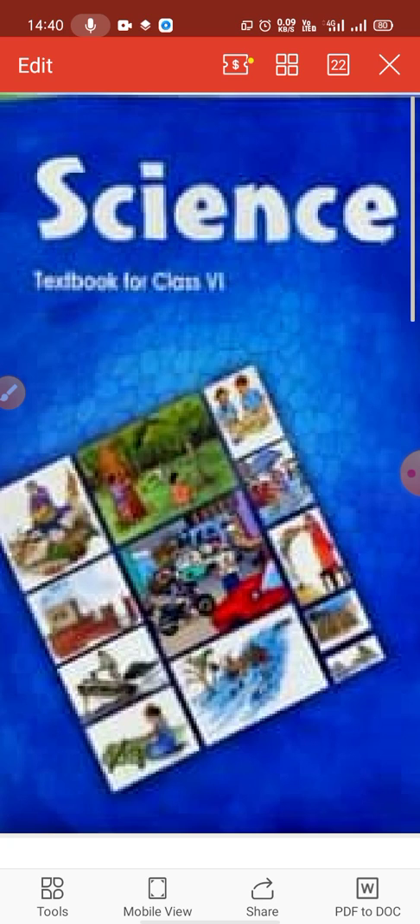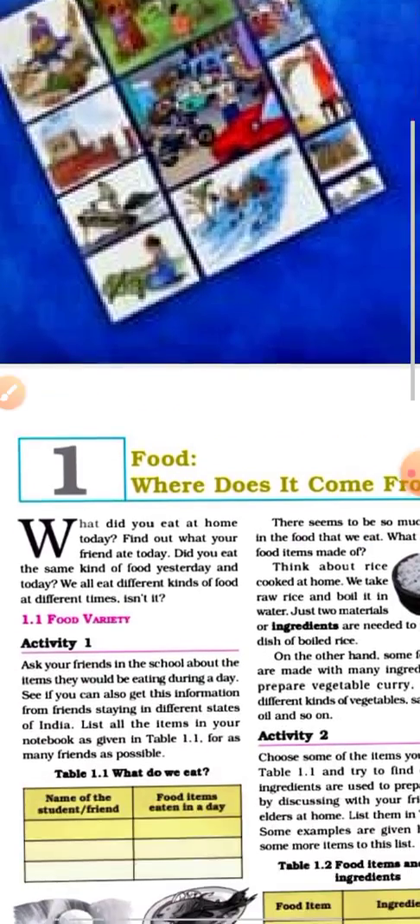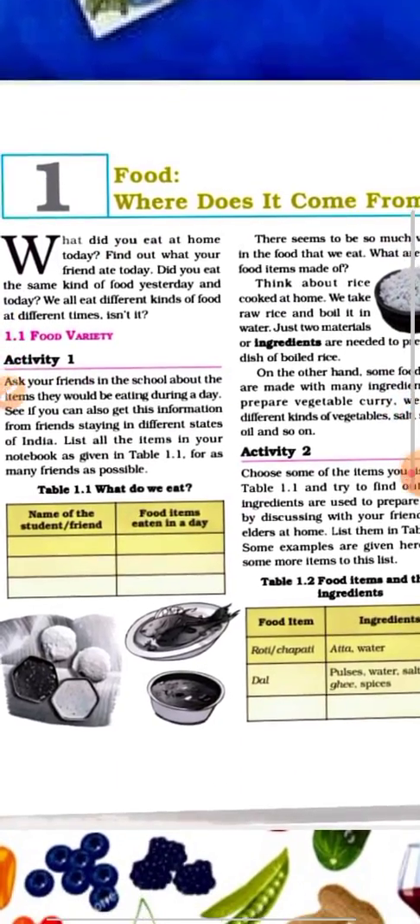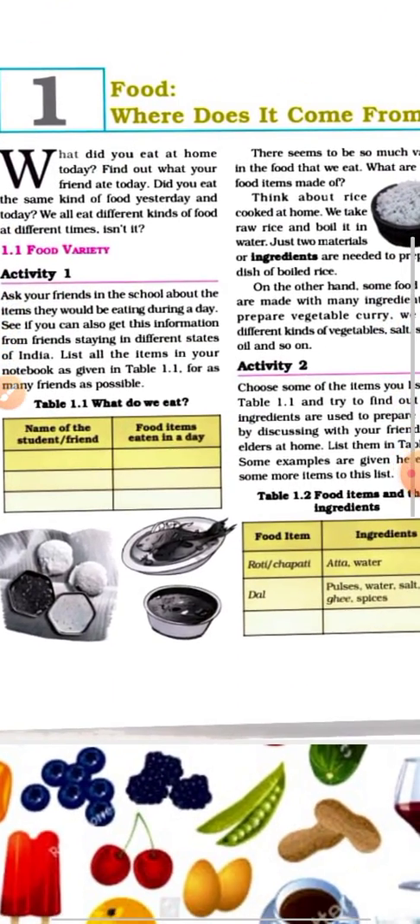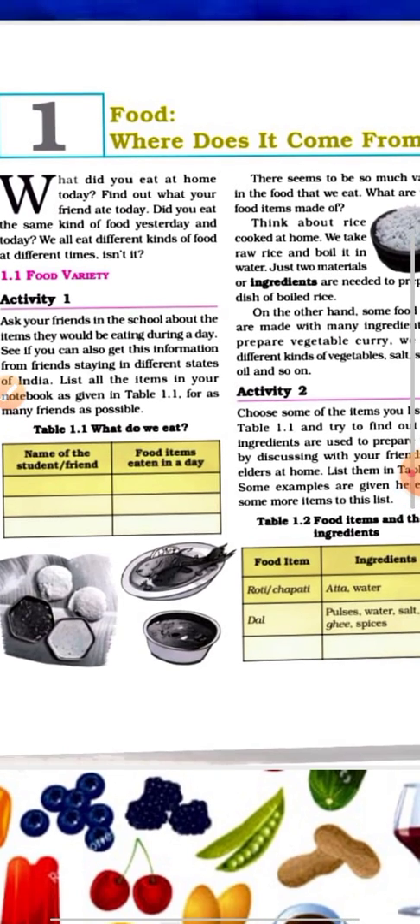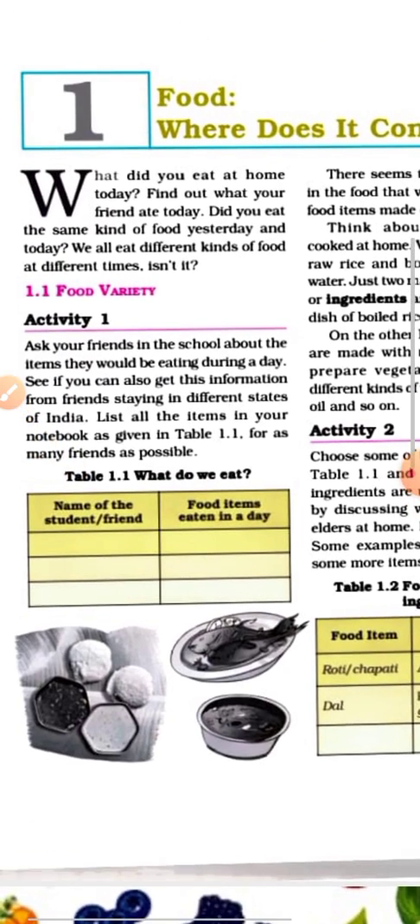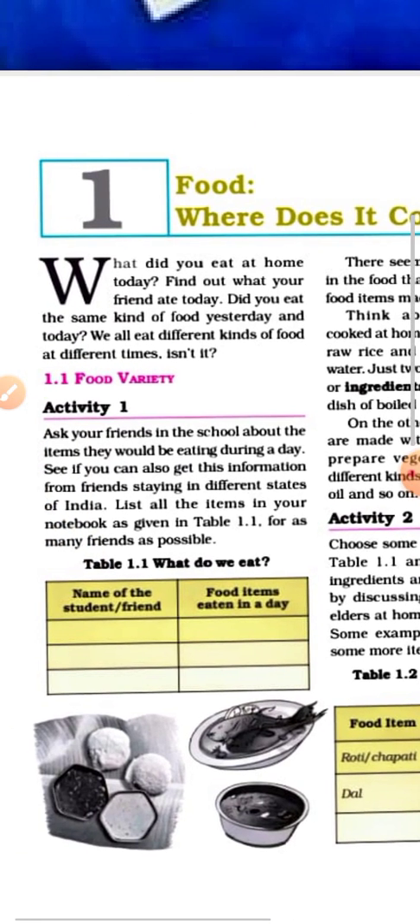So this is your science book for 6th standard. Okay, so we are starting with a new chapter. The name of the chapter is Food. Chapter number 1, Food, where does it come from? So we are going to start reading. What did you eat at home today?